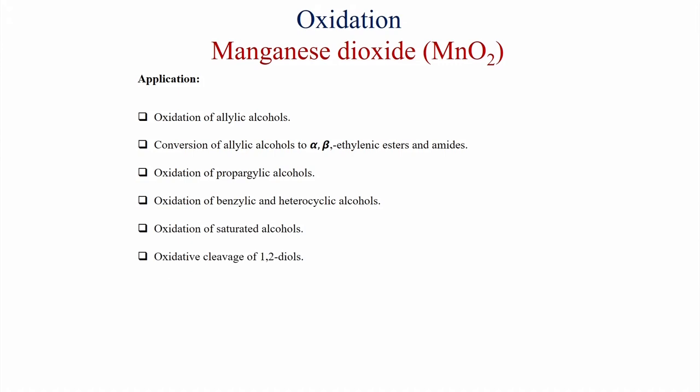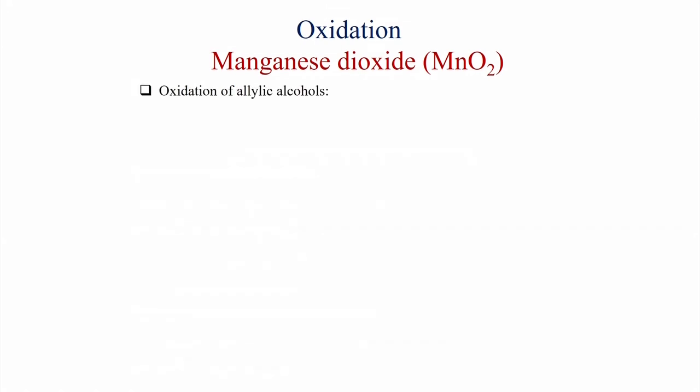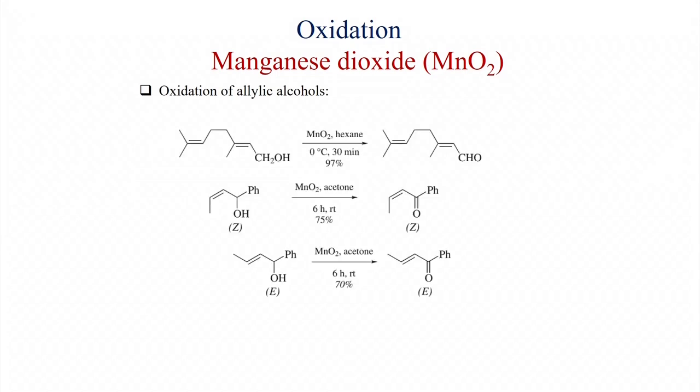Cleavage of 1,2-diols is possible, hydration of nitriles to amides, and dehydrogenation aromatization reactions, which we have seen with DDQ; manganese dioxide can also perform these reactions. Also oxidation of amines to imines, amides, and diazo compounds, and oxidation of sulfur compounds to disulfide or sulfoxide, that we will see in detail. So, first we will discuss oxidation of allylic alcohols.